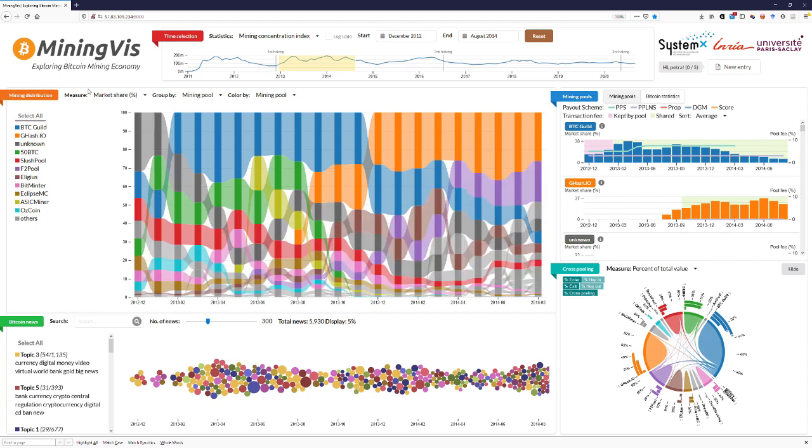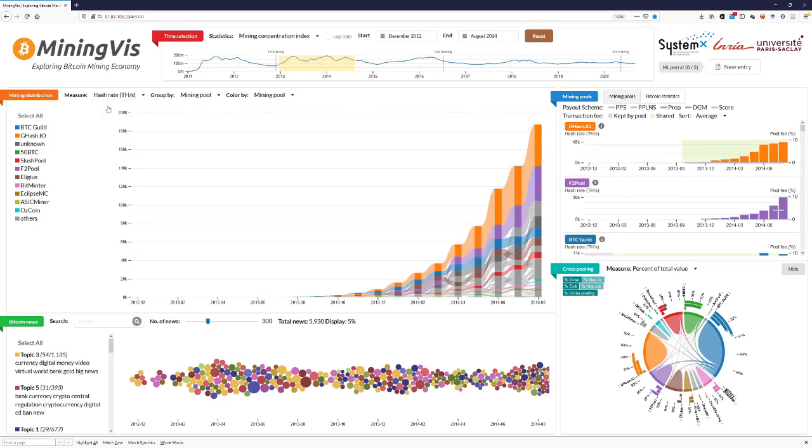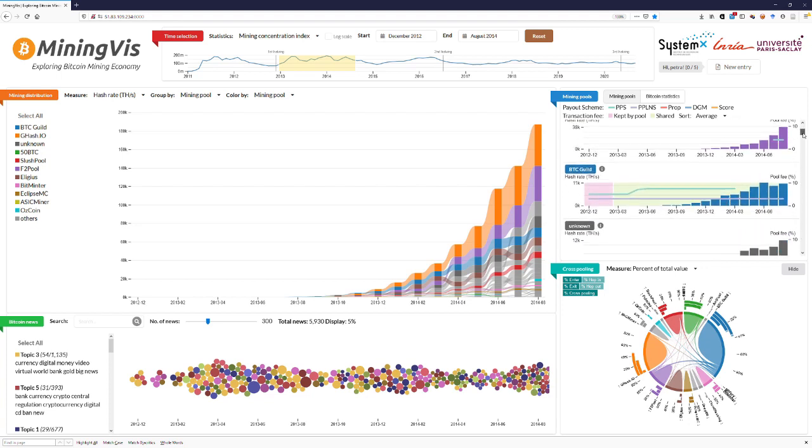By changing the measure to the total hash rate, we can see the intensity with which mining pools increased their hash rate during the time frame. The detailed view on the right shows the almost exponential increase of hash rate for Ghash.io and the other pools clearly.